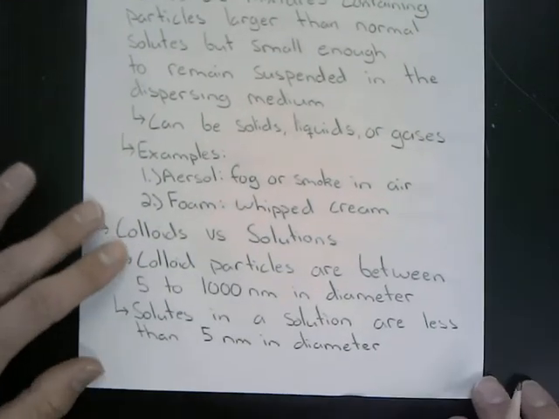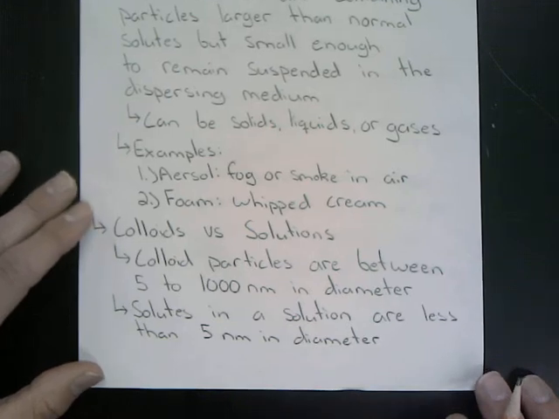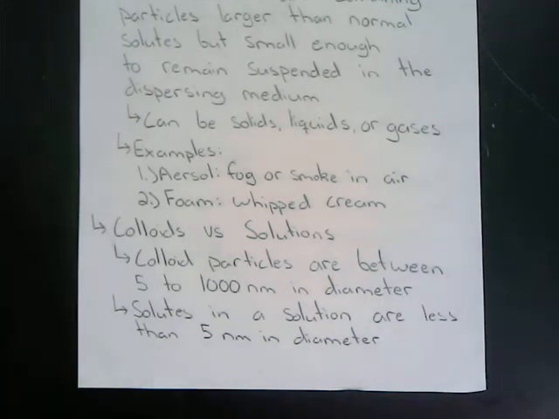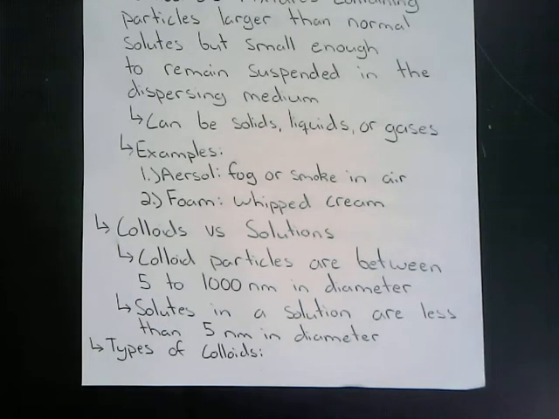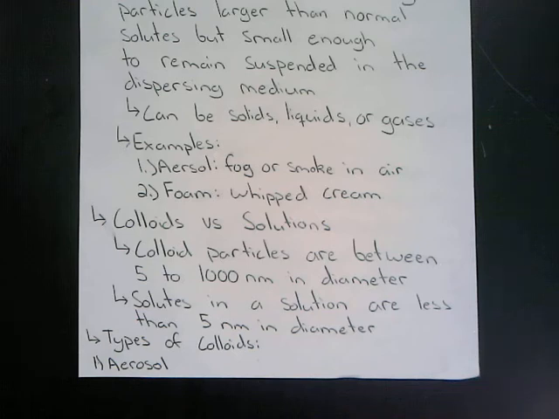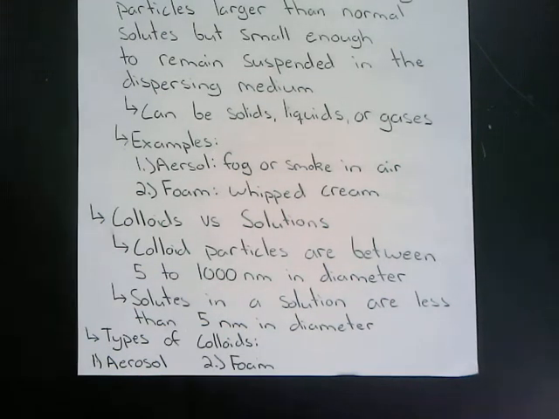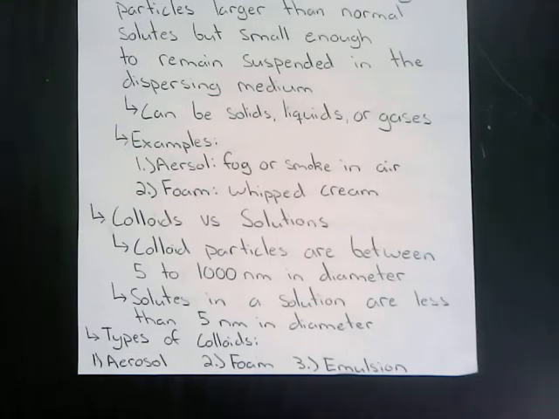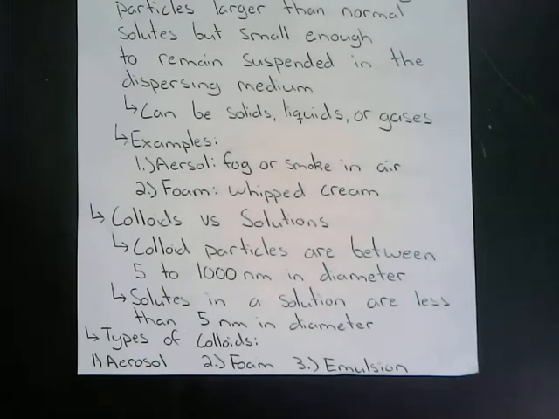Now, we also need to talk about the different types of colloids. The first type of colloid is an aerosol. The second type of colloid is a foam. And the third type of colloid is an emulsion. Each of these types of colloids has specific examples that we'll discuss a little bit later.